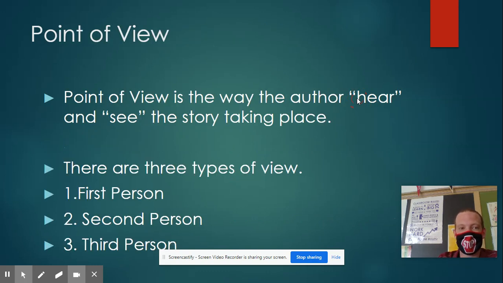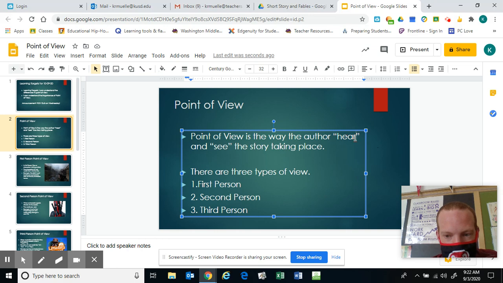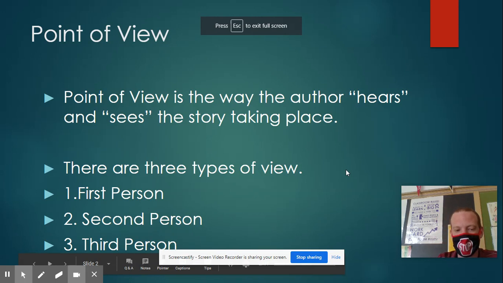All right. So, point of view is the way the author hears and sees the story taking place. There are three types of point of view. There's first, there's second, and third. Not any kind of tricks or anything else.